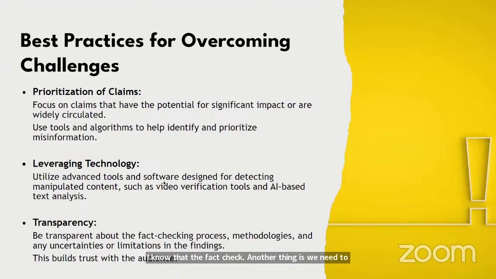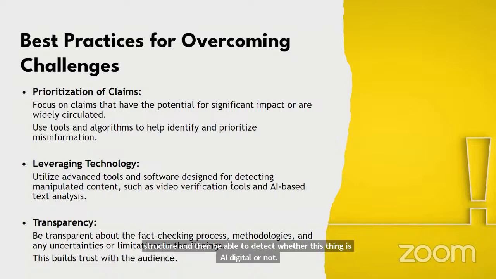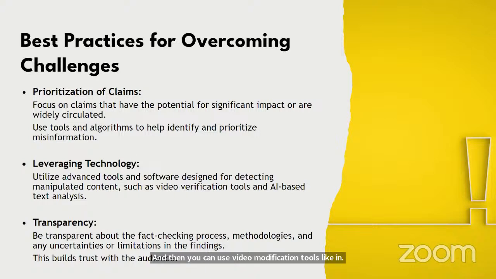You use advanced tools and software that are designed for detecting manipulated content, such as video verification tools and AI-based text analysis. For instance, if you want to do text, these days there are some tools that you can use for checking whether a particular text is AI generated. And sometimes you can even use your common sense. There's a way AI generated content looks. The structure is always the same, yeah? So you can see the structure and then be able to detect whether this thing is AI generated or not. And then you can use video verification tools like InVid. You can also use reverse image searches. This is the importance of leveraging technology for you to overcome the challenge.